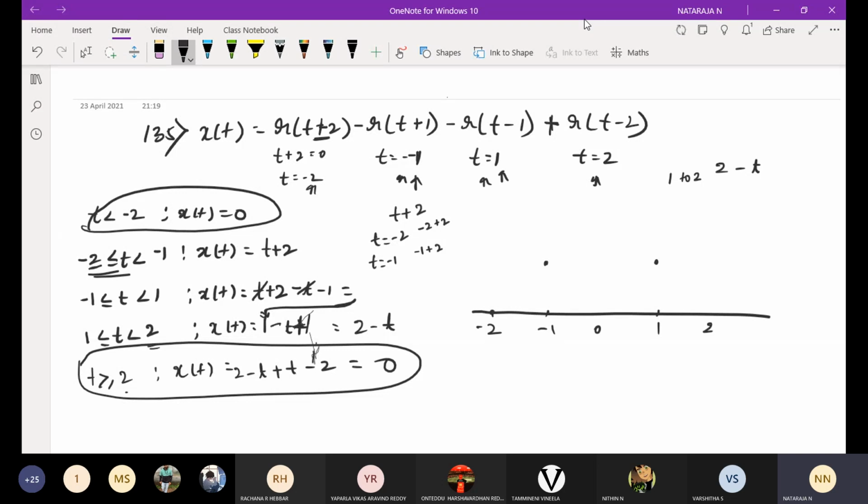Now substitute t is equal to 1 first. 2 minus 1 is equal to 1. We already got that. Then 2 minus 2 is equal to 0. This is the point. It will vary from -2 to -1, then it will be constant at amplitude one, and then it will decrease. This is your t and this is your x of t.